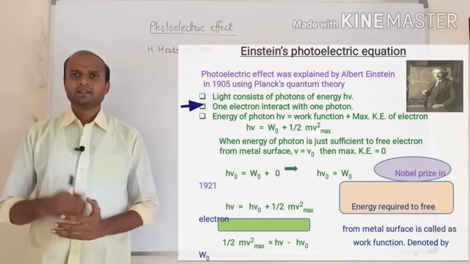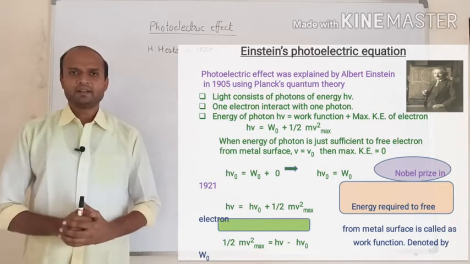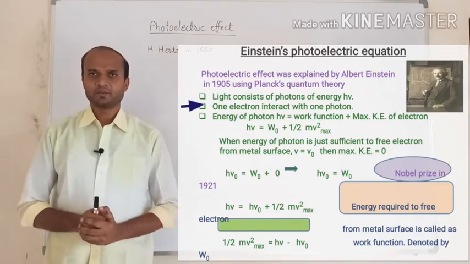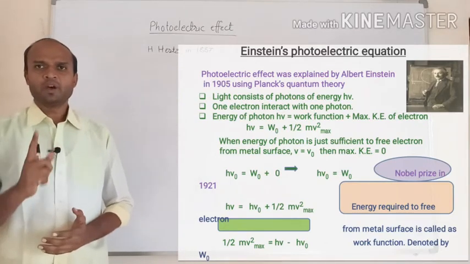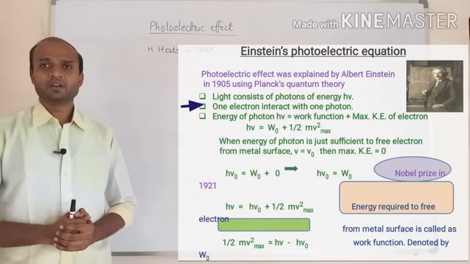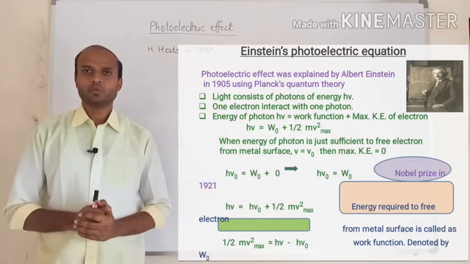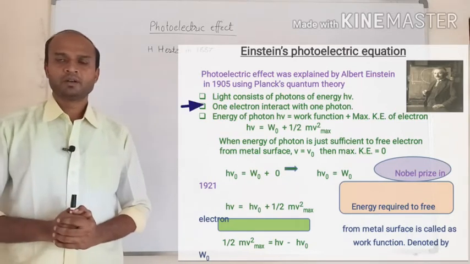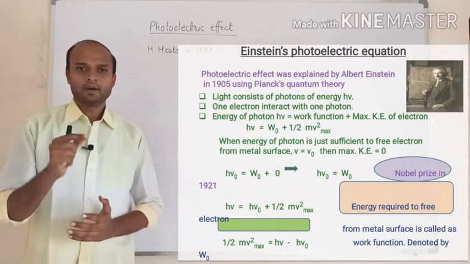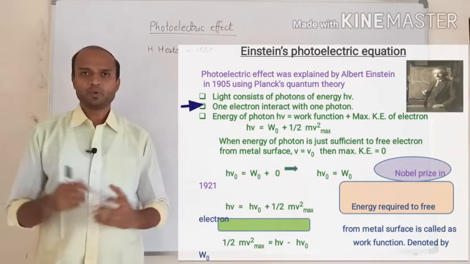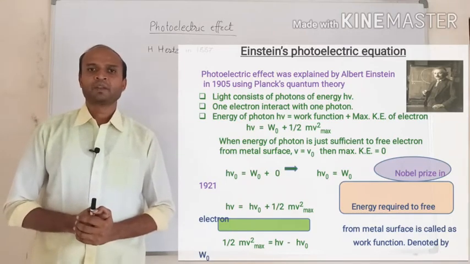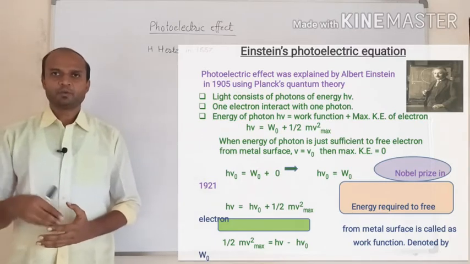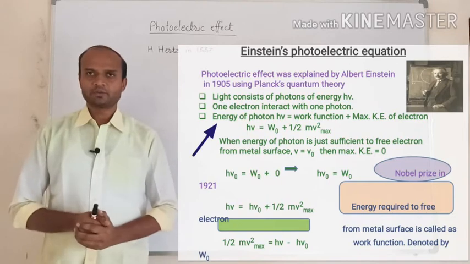Now, when light is incident on a metal, there is a 1:1 interaction. 1:1 interaction means one photon will collide with one electron. One photon of light will collide with one electron of a metal surface. So a 1:1 interaction is there, and what may be the energy of the photon when it collides with the electron?